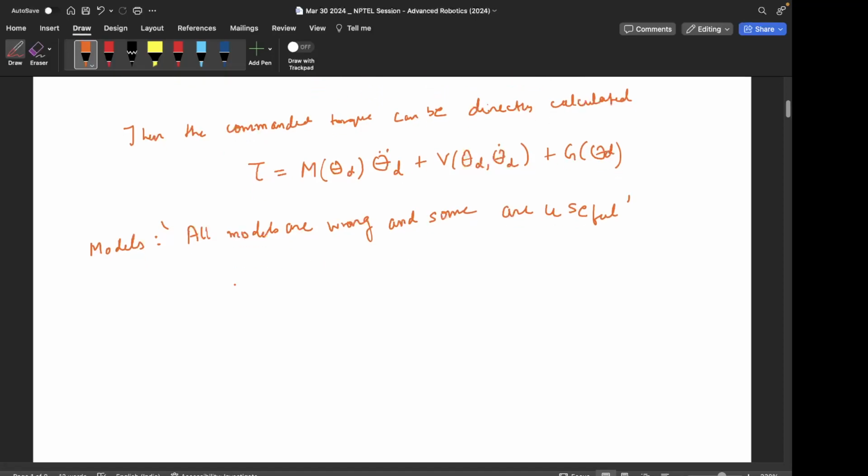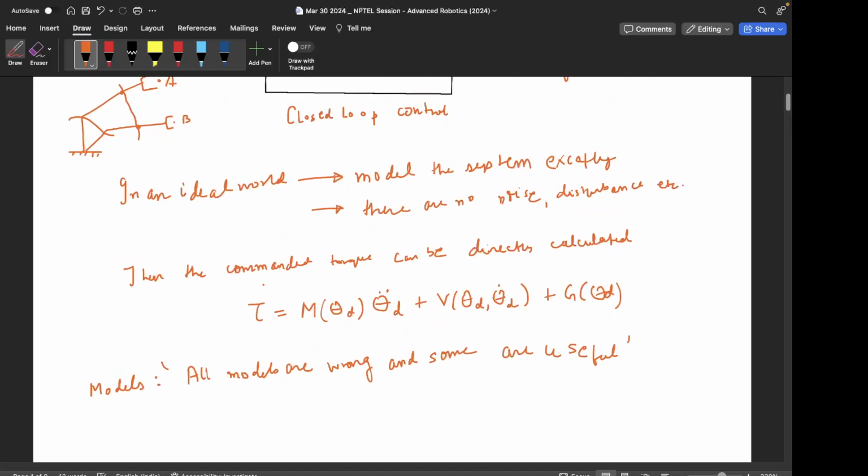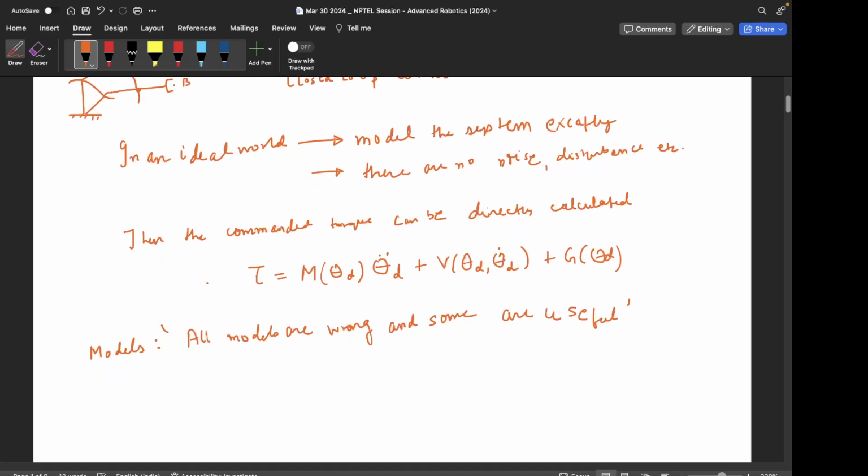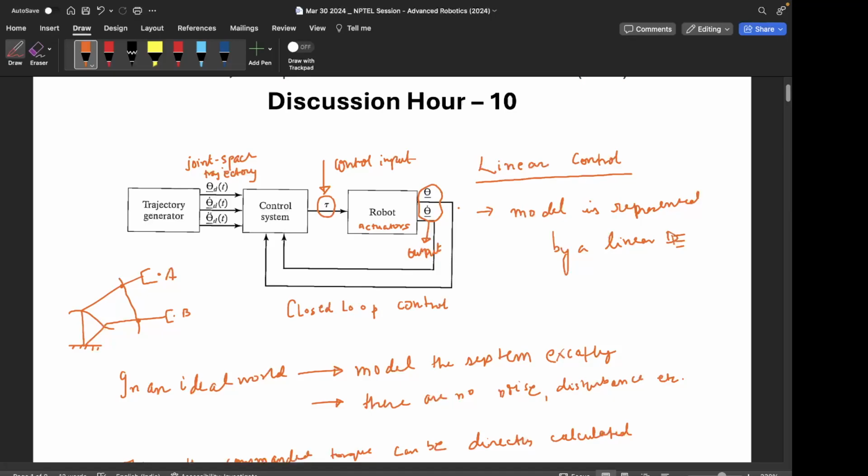So this is the open loop control, which is not practical, and that's why we arrive at the closed loop control architecture, in which we also account for the actual state of the system and modify our control input by taking that into account.